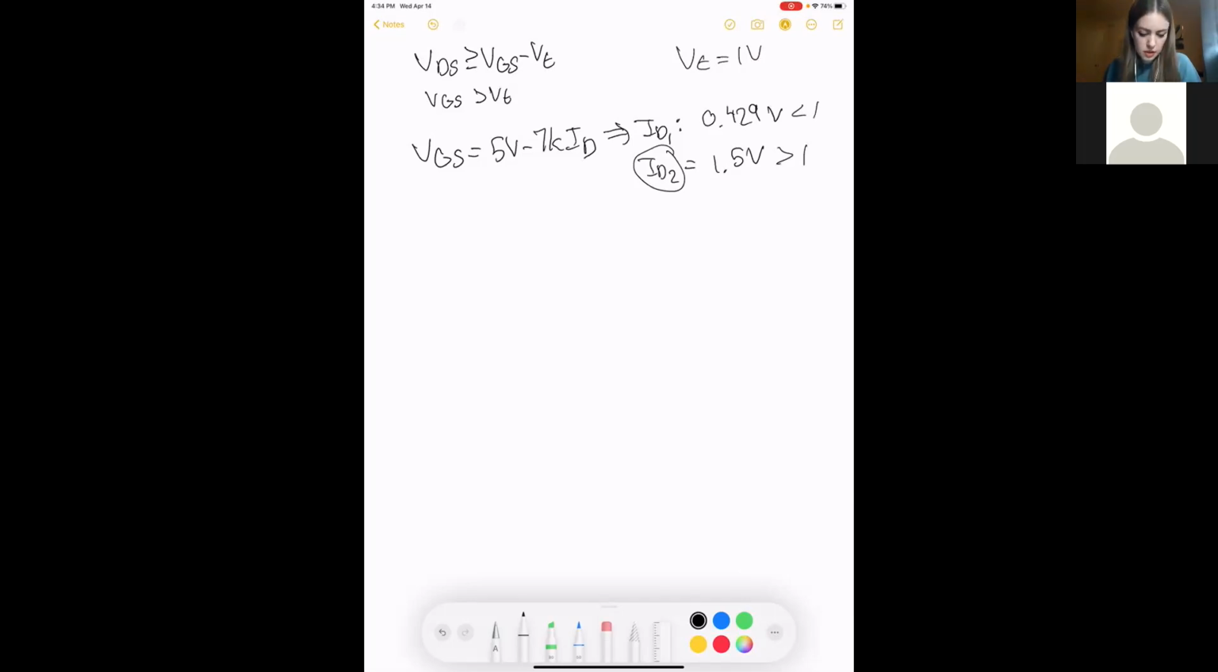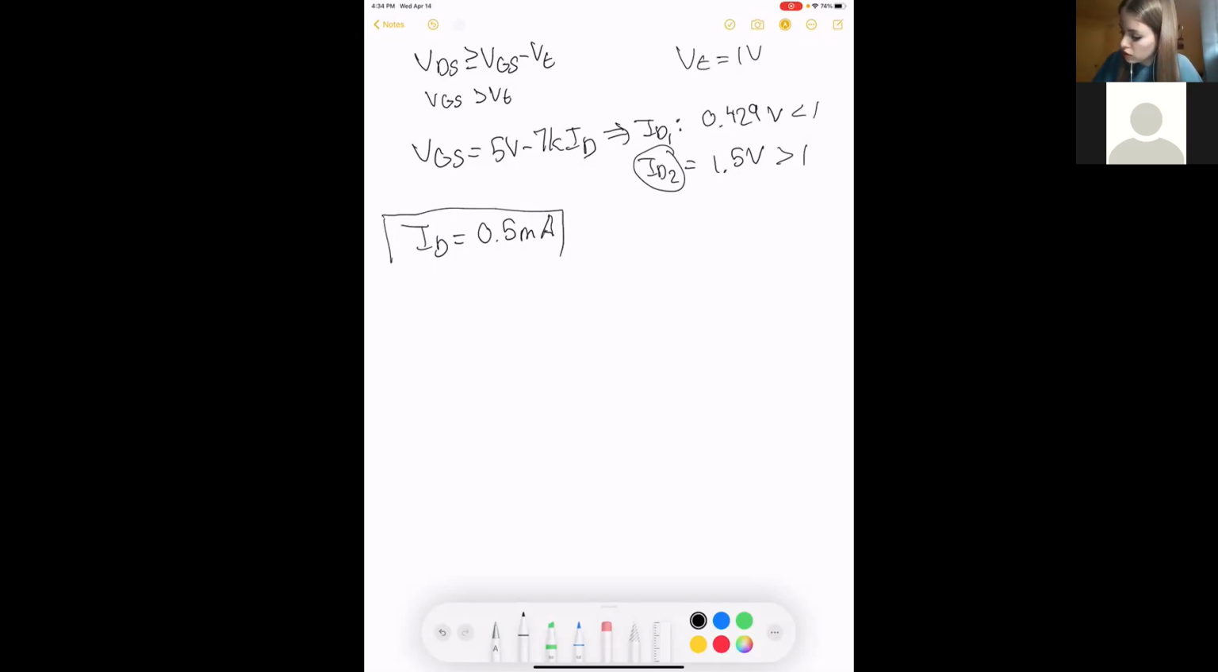Okay, so now that we have our ID, we found 2 out of 3 of the things we were asked to find. We were asked to find ID, VGS, and VD. So I'm actually going to write out what we know. I think this is good practice for me. I didn't do this in my notes and I am struggling.